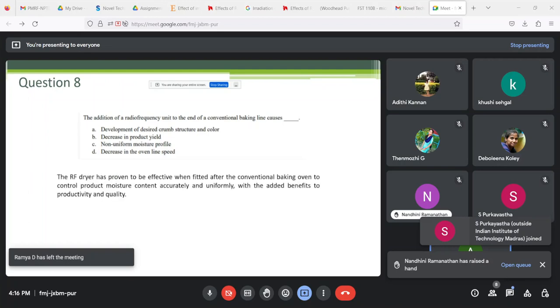So the RF dryer has proven to be effective because you can control the moisture content accurately. It will have a very uniform moisture profile, and this will add benefits to both productivity and quality. And it will not affect the color or crumb structure of the baked item. So without affecting your food constituents, it will be able to dry the food and give a uniform moisture profile. So the answer is option A.